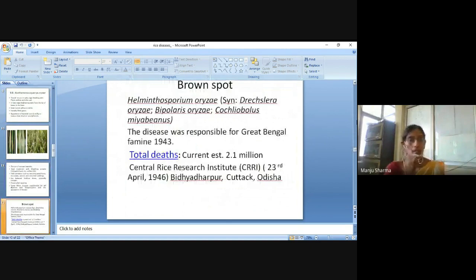Then the next disease is brown spot disease, caused by Helminthosporium oryzae, also called Bipolaris oryzae, Cochliobolus miyabeanus. The disease was responsible for the Great Bengal famine in 1943. The current estimate of total deaths is 2.1 million. Central Rice Research Institute, CRRI, 23rd April 1946, Vidyadharpur, Odisha.